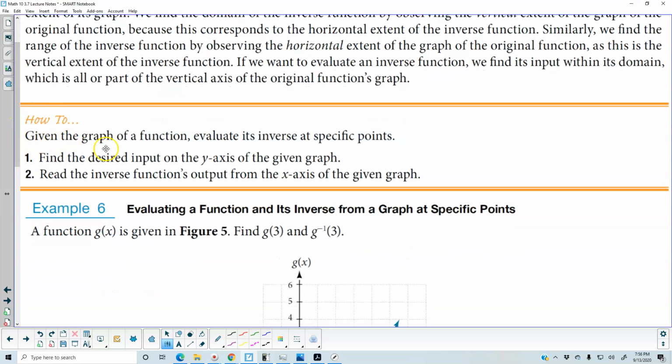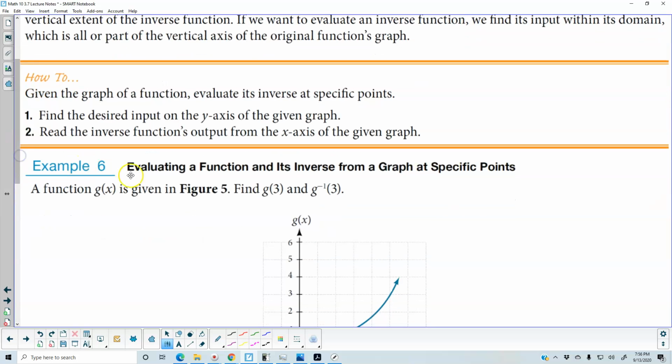Now, if we're given the graph of a function, we want to be able to evaluate its inverse at specific points. Step 1, we want to find the desired input on the y-axis of the given graph. Step 2, we're going to read the inverse function's output from the x-axis of the given graph.